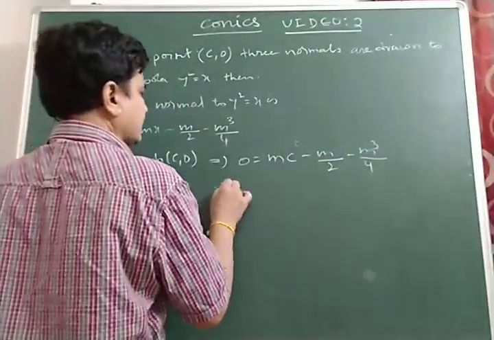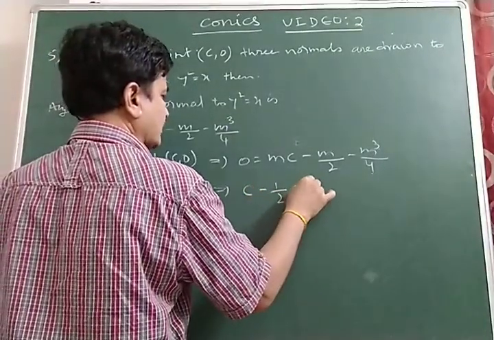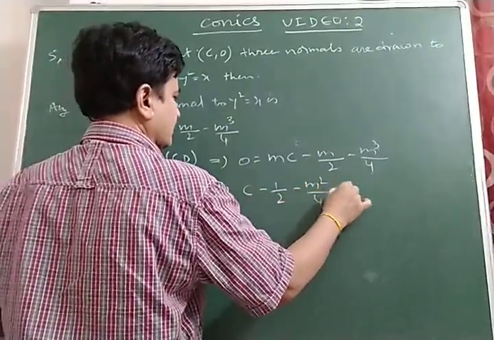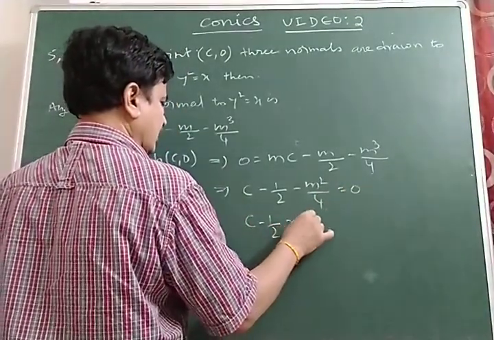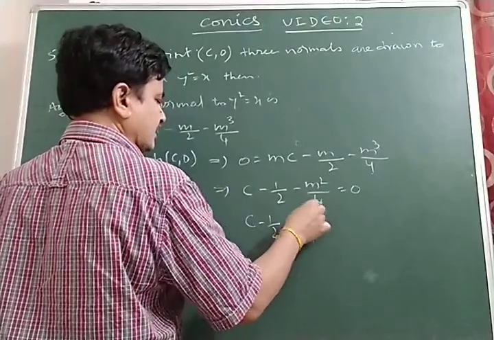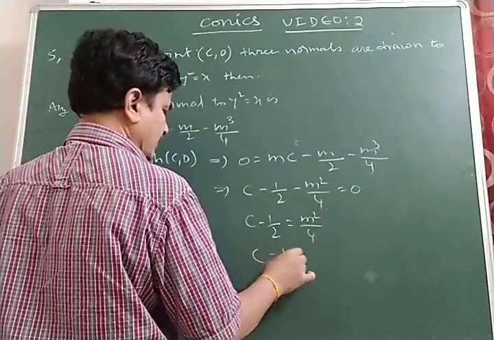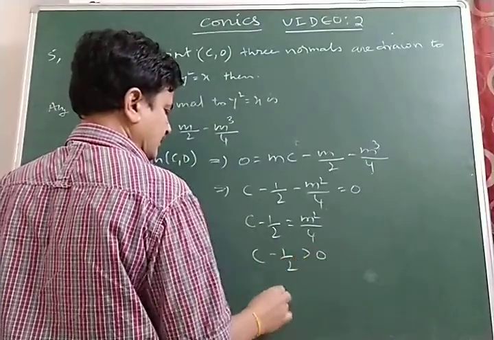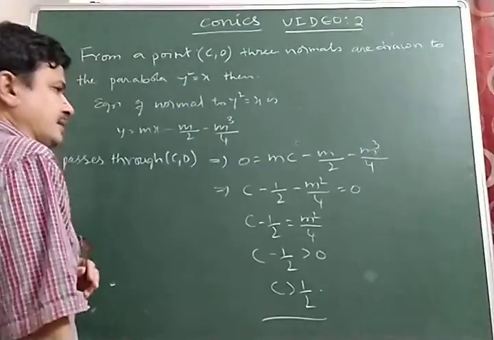So that implies c minus 1 by 2 minus m square by 4 is equal to 0. Now c minus 1 by 2 is equal to m square by 4. This is always positive. So c minus 1 by 2 is always greater than 0. So c is greater than 1 by 2, which is the required condition.